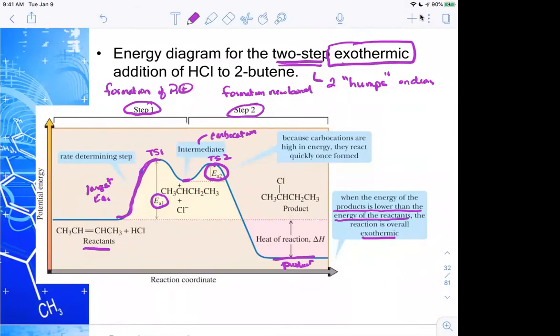Now, it doesn't have to be exothermic. My products could be higher in energy than the reactants. It just depends on the type of reaction. So this one is definitely exothermic.